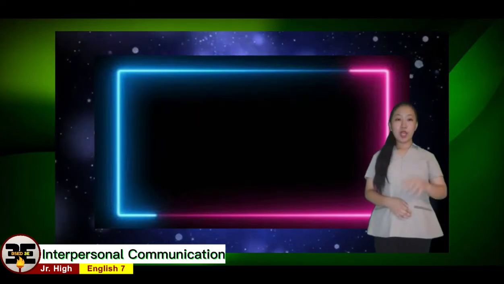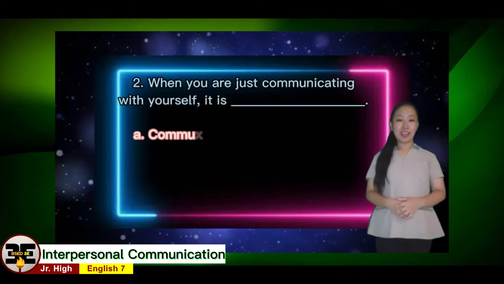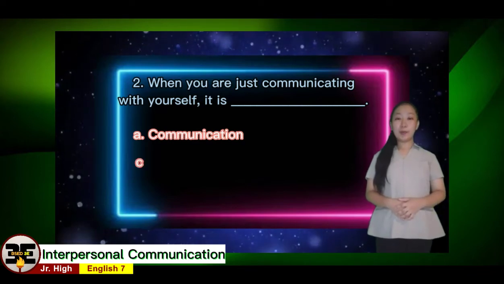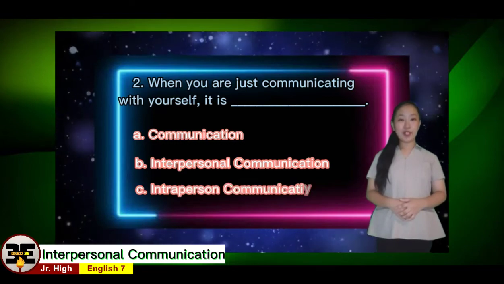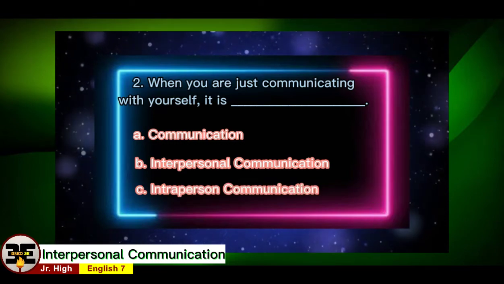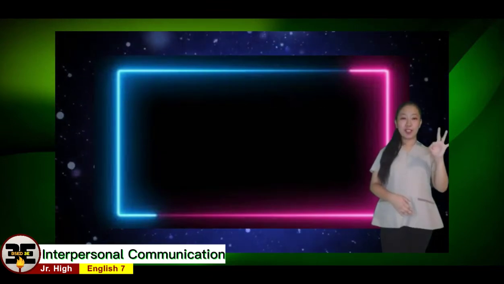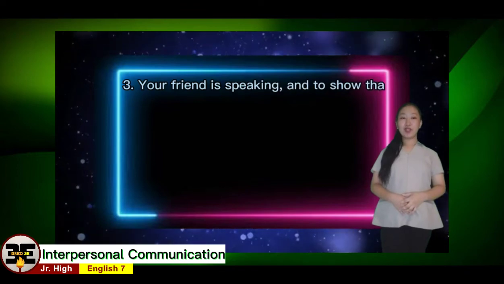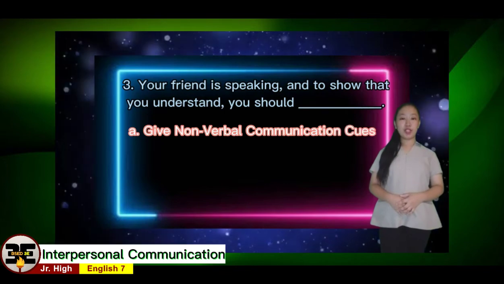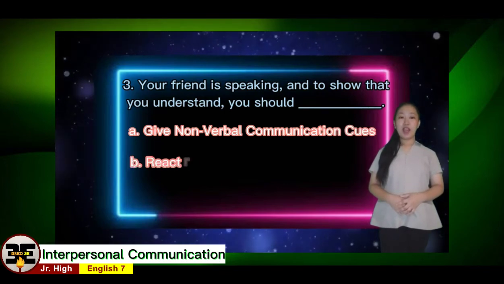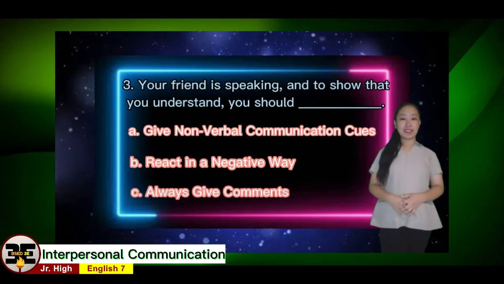Question number 2. When you are just communicating with yourself, it is letter A, communication. Letter B, interpersonal communication. Letter C, intrapersonal communication. Question number 3. Your friend is speaking, and to show that you understand, you should A, give nonverbal communication cues. Letter B, react in a negative way. And letter C, always give comments.